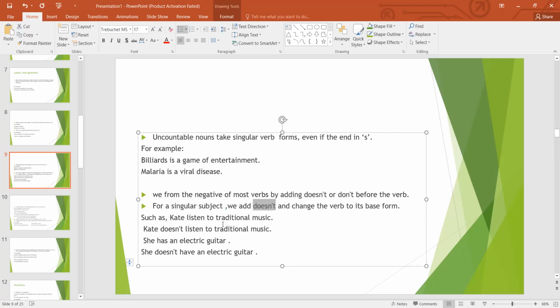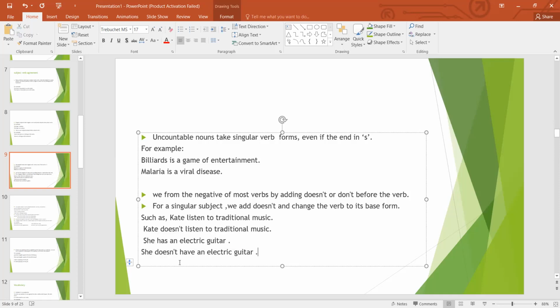We use doesn't with a singular subject. So that's why we put doesn't in this sentence to talk about negative things. There is another example. She has an electric guitar. She doesn't have an electric guitar. She is also a singular subject, and it took doesn't because she is singular. So that's why we put doesn't.